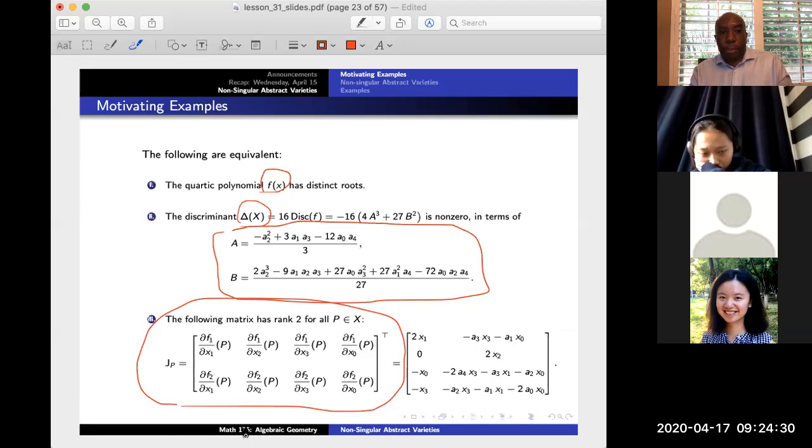Right? So the goal for today is to talk about why did I go from rank 1 to rank 2? What might be the more general way of doing all of this?